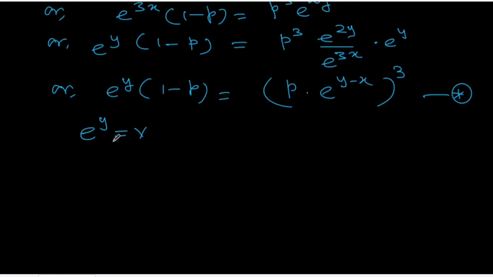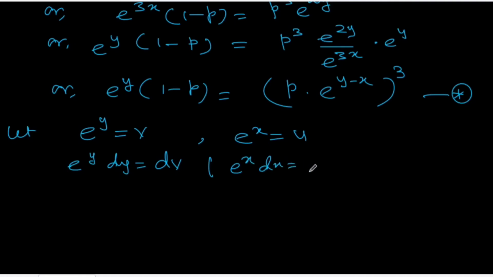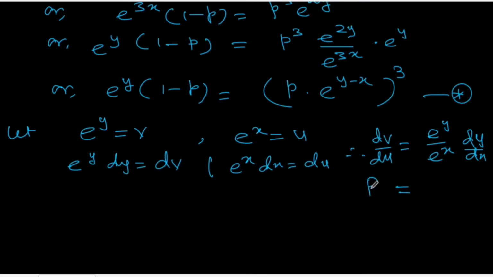Substitute e to the power y is v, and e to the power x is u. So e to the power y dy equals dv, and e to the power x dx equals du. Therefore dv/du is e to the power y upon e to the power x times dy/dx. Let this be capital P, and here small p. Or we can say e to the power y is v upon u times small p, or the small p value is capital P u upon v.